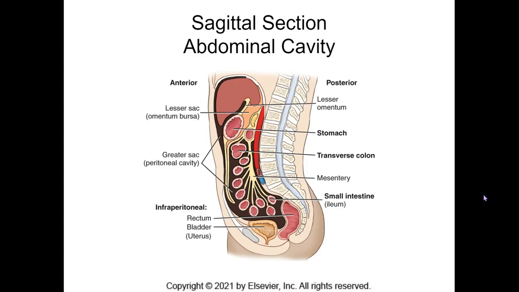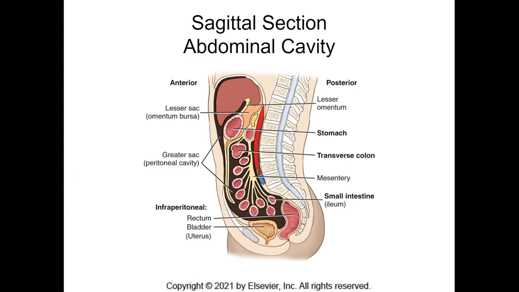Okay, this illustration shows two parts of the peritoneal cavity. The major portion of the peritoneal cavity is known as the greater sac. So all of this is the greater sac of the peritoneum, in black here. We often, rather than calling that the greater sac, just call that the peritoneal cavity because it's a pretty large space. But it is technically called the greater sac.